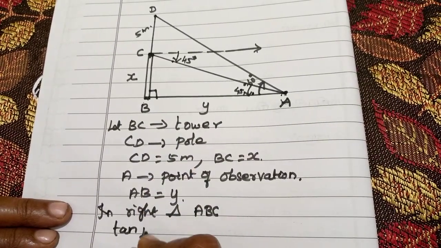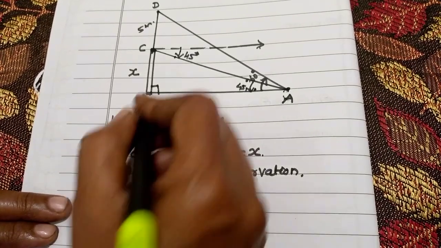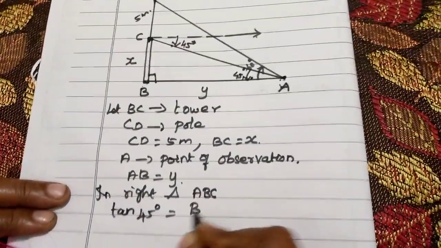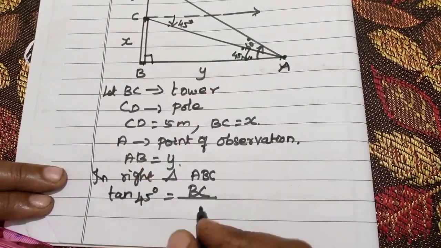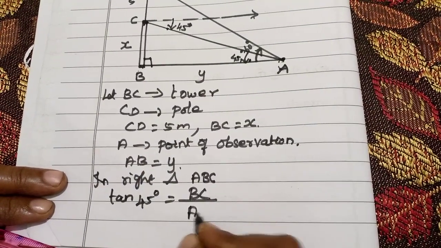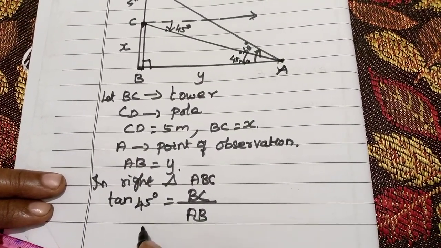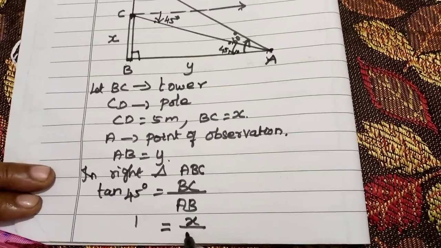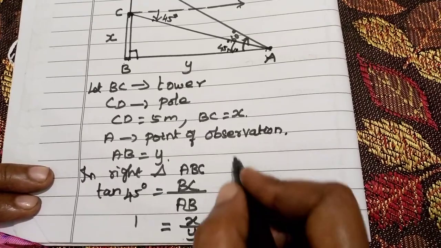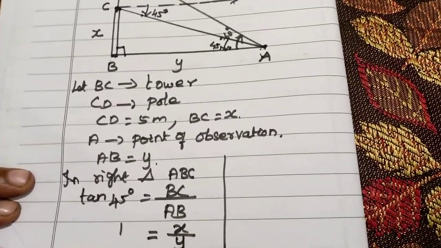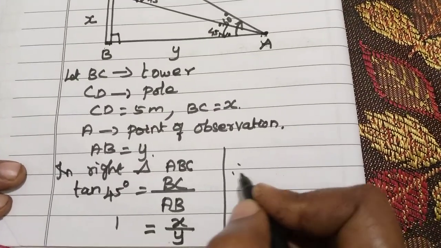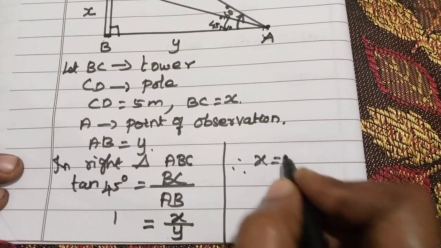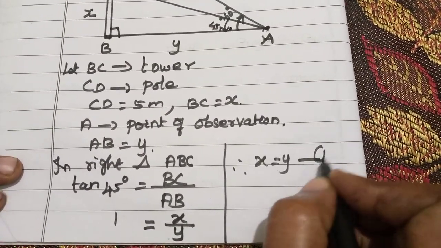So tan 45 degree is equal to opposite side is BC by adjacent side is AB. What is tan 45? 1. 1 is equal to BC we have taken x by AB is y. So cross multiply it. From here we get x equal to y. Equation number 1 let us take. Okay.